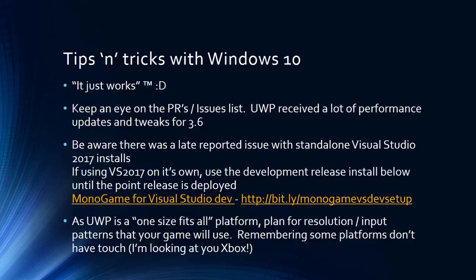It's that close after the 3.6 release. It's almost identical for the moment. There's a few little things in there, but nothing major. And I expect there will be a point release out for 3.6 sometime in the near future. And if not, then we'll probably get a more rapid release cycle for MonoGame at some point.